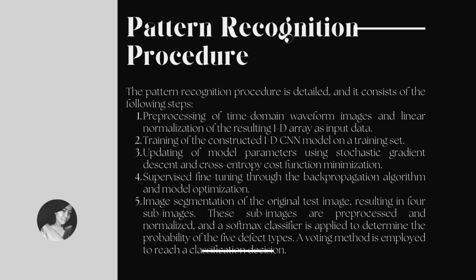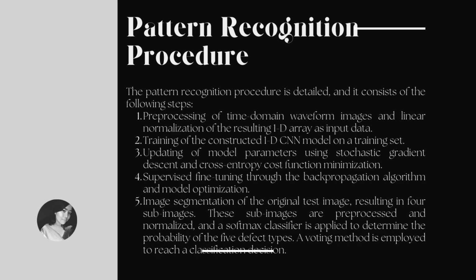The pattern recognition procedure is detailed and consists of the following steps. Number 1. Processing of time domain wave images and linear normalization of the resulting 1D array as input data. Number 2. Training the constructed 1D CNN model on a training set. Number 3. Updating of model parameters using stochastic gradient descent and cross entropy cost function minimization. Number 4, supervised fine-tuning through the backpropagation algorithm and model optimization.